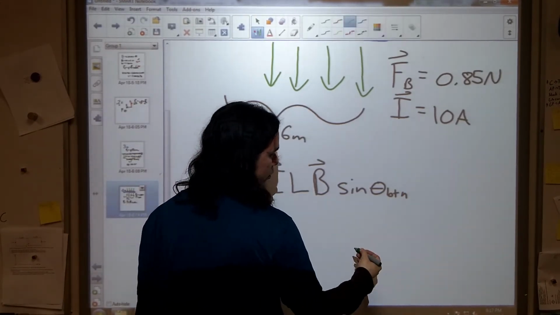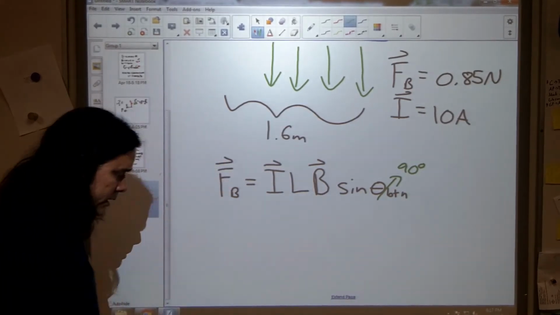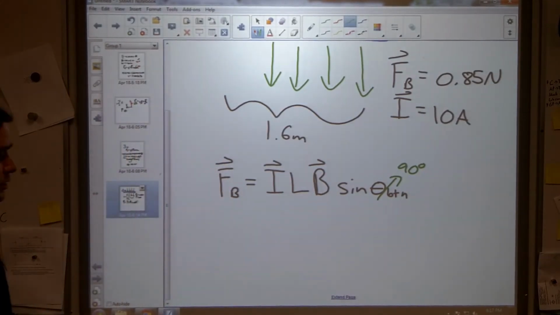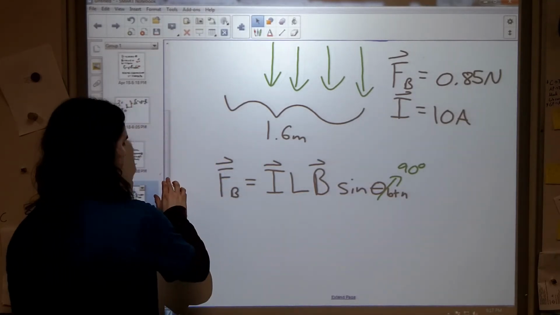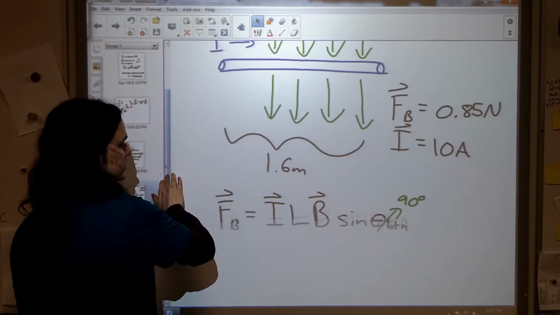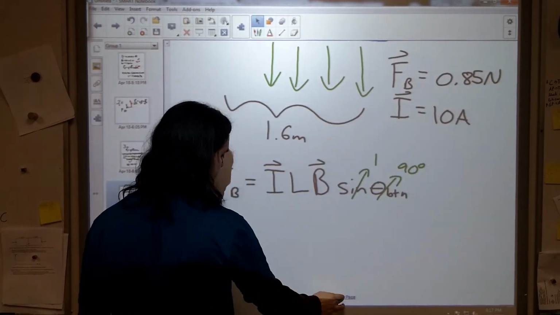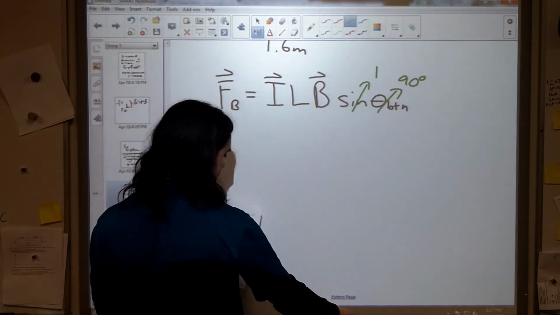And like I said, very rarely, if ever, will I have you deal with anything where the angle is something fancy. So because it is perpendicular, our magnetic field is down and our current is to the right, there is 90 degrees between them, so this whole thing is just 1. Here's where we can start filling some things in.